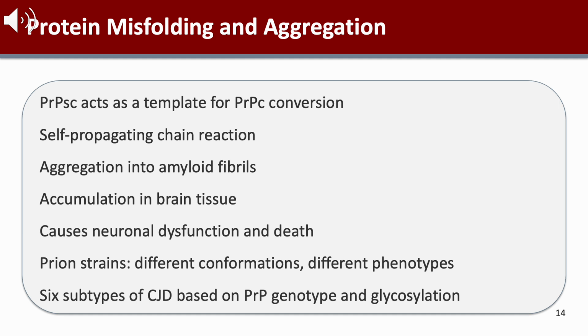Importantly, different conformations of PrPSc, known as prion strains, can produce different clinical phenotypes. The CJD agent can be classified into 6 subtypes based on the PRNP gene polymorphism at codon 129 and the glycosylation pattern of the protease-resistant protein, and these subtypes correlate with different clinical presentations.